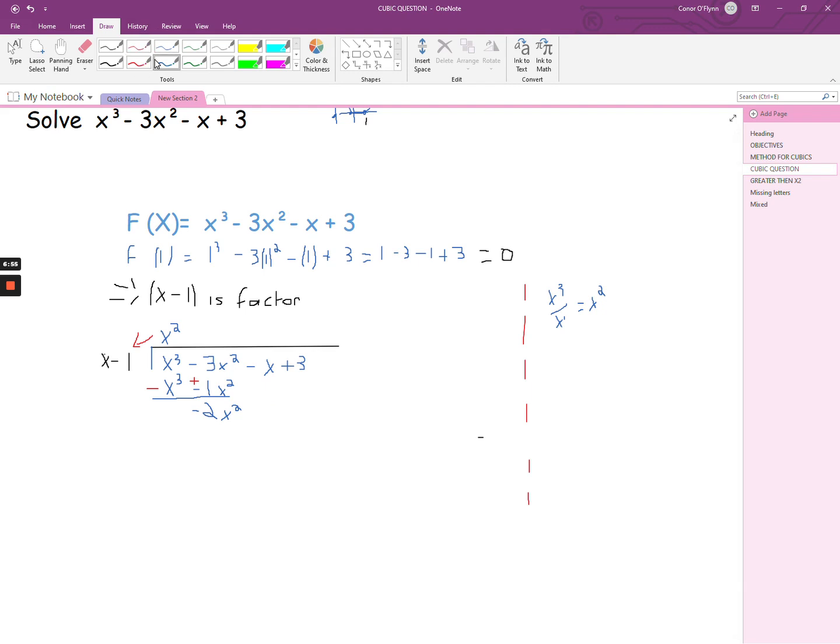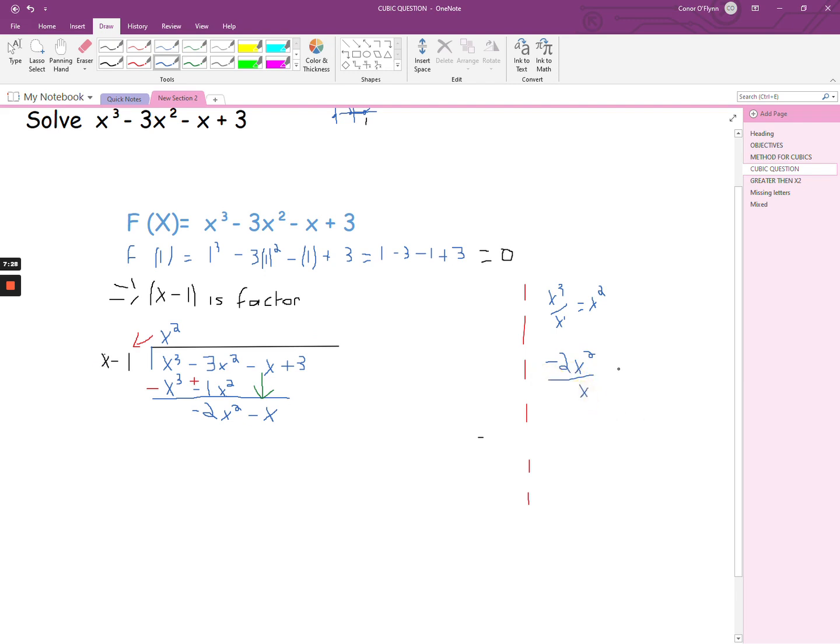Then what I do is I bring down my next number. Okay, that'd be minus x. So bring down minus x here. Right, and now I'm working with this minus 2x squared. So we'll just do a little rough work here. Minus 2x squared, and you're dividing that by x. You're always dividing by x. Whatever this number is, you divide it by it. So in this case, it's x.